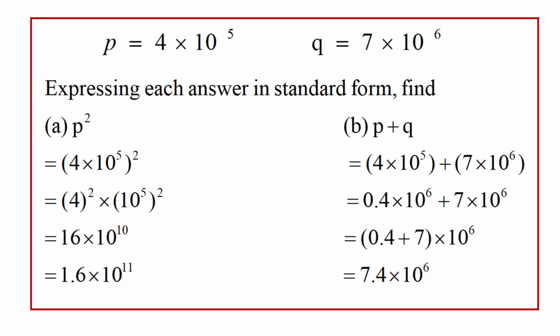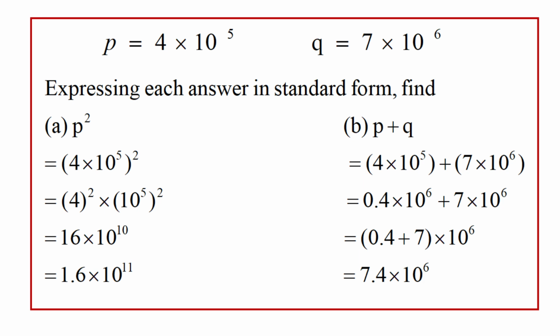First, we need to calculate p squared. We know that p is 4 times 10 raised to the power of 5. When we square a number in scientific notation, we square the coefficient and multiply the exponent by 2. So, let's square p. First, square the coefficient, which is 4. 4 squared equals 16. Next, we square the base 10 raised to the power of 5. When we square 10 raised to the power of 5, we multiply the exponent by 2.